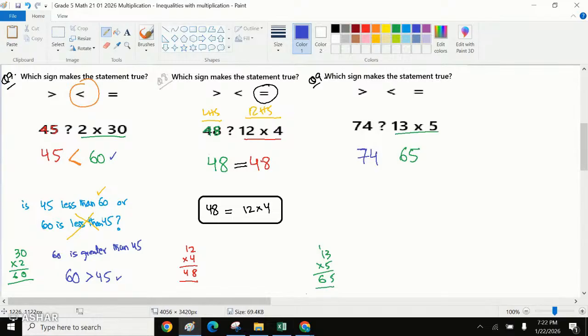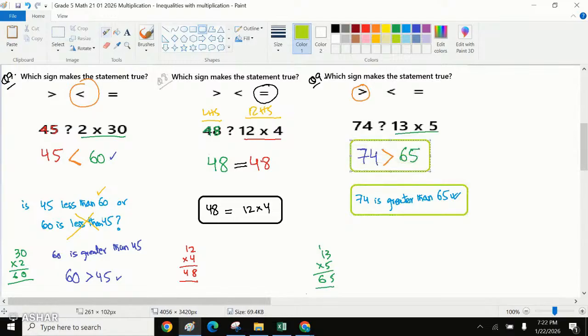So which number is greater? 74 is greater than 65, right? That is true for the statement. Whenever the statement is true, we say it's greater, and the greater sign means the open end is towards the larger value. So we read this statement as 74 is greater than 65.